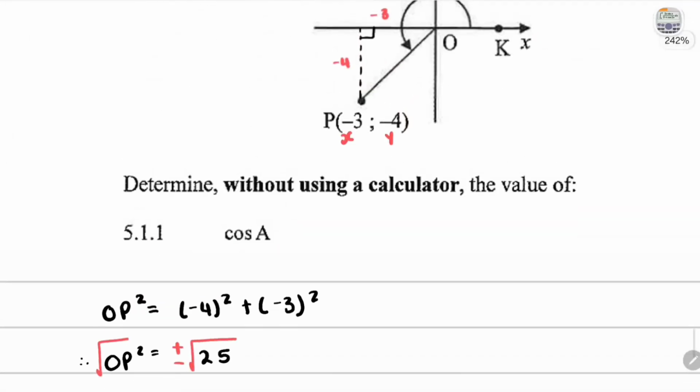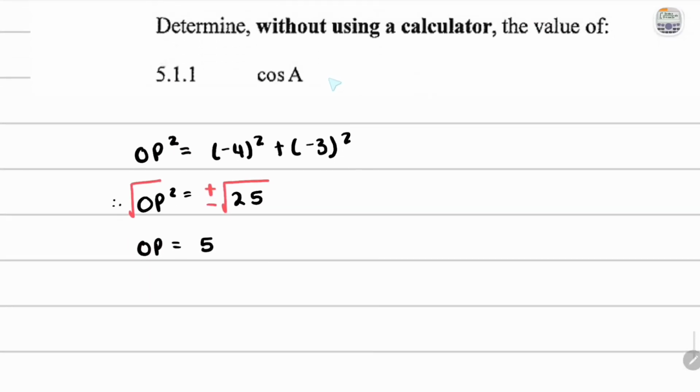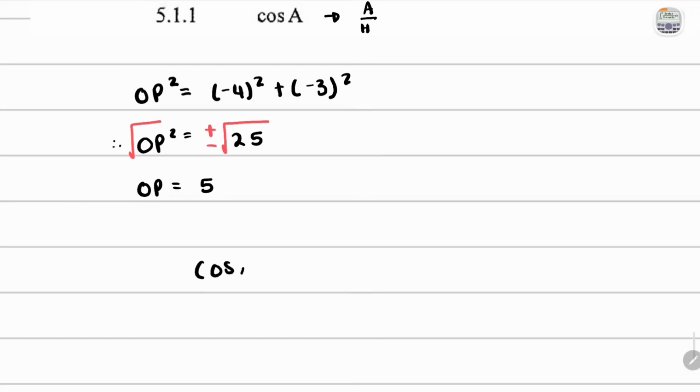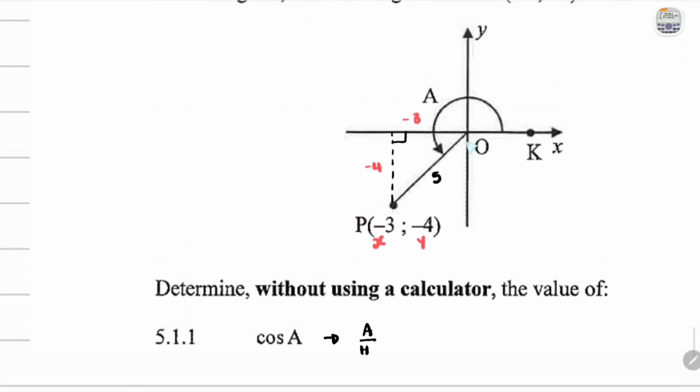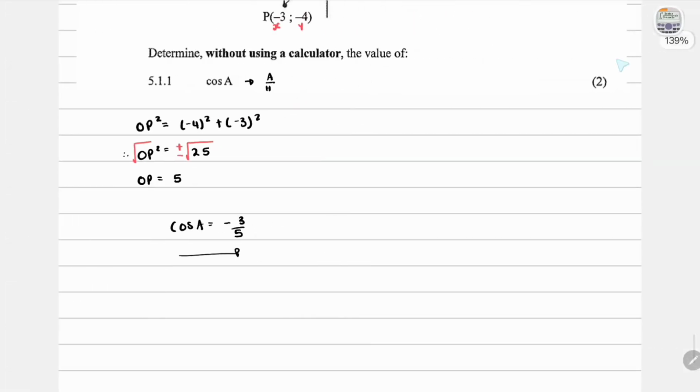And now we can find cos A, because we know this is 5. So cos is, using SOHCAHTOA, the directions we're going to go is adjacent over hypotenuse. So cos A is equal to the adjacent side, adjacent to this angle would be -3 over 5. So that is -3 over 5, and that is our answer.